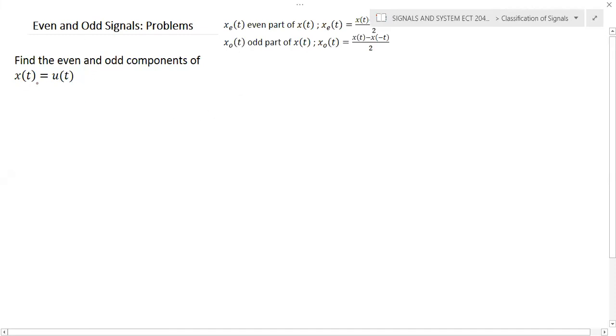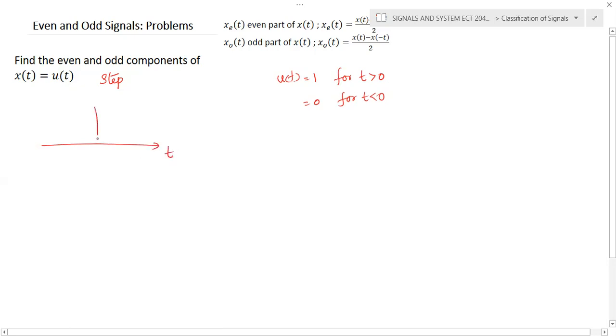Now, in this particular question, we need to find the even and odd component of the signal x of t equal to u of t. And this u of t is actually the step signal. Okay, it's a singularity function. So we'll write the basic definition of u of t. u of t is equal to 1 for t greater than 0, and 0 for t less than 0. And we can draw this particular signal, and it's a continuous time signal.